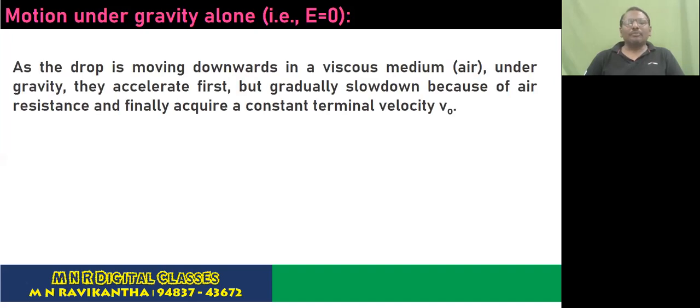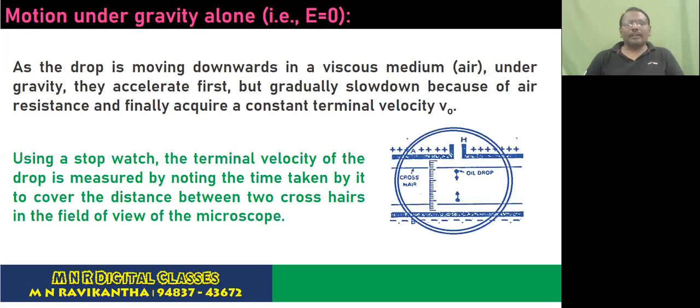As the drop is moving downwards in a viscous medium under the action of gravity, first it accelerates but gradually slows down because of the air resistance, that is the viscous force, and finally acquires a constant velocity, that is called the terminal velocity. Let us take this terminal velocity as equal to V0. The suffix 0 represents electric field equal to 0.